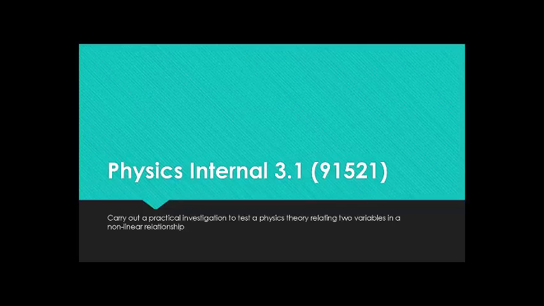This little video is going to take you through the Physics Internal 3.1. We're just going to discuss in this video the standard itself. So the title of the standard is Carry Out a Practical Investigation to Test a Physics Theory Relating Two Variables in a Non-Linear Relationship. So in terms of the big idea here, it's quite similar to 2.1. We're going to look at two variables which are going to give us a non-linear relationship.